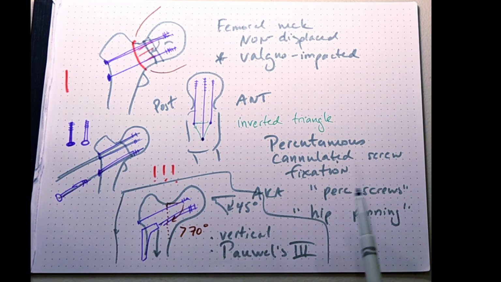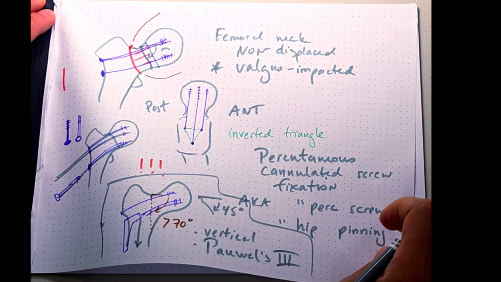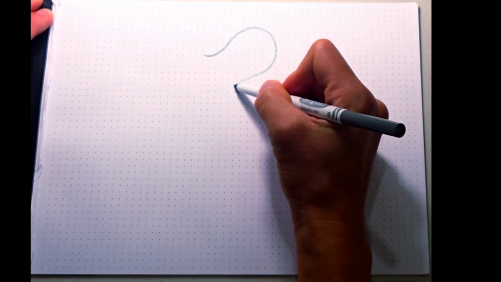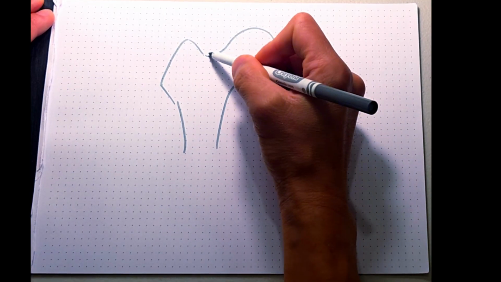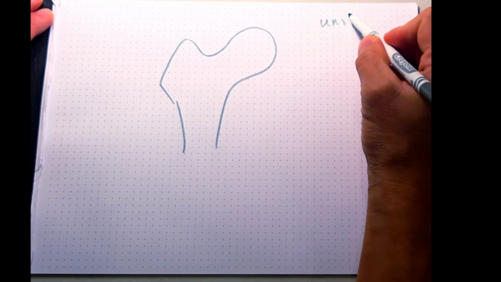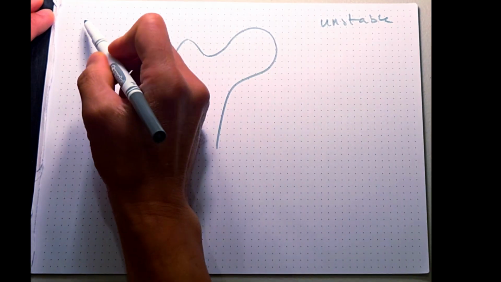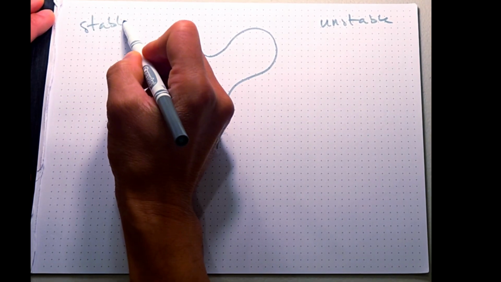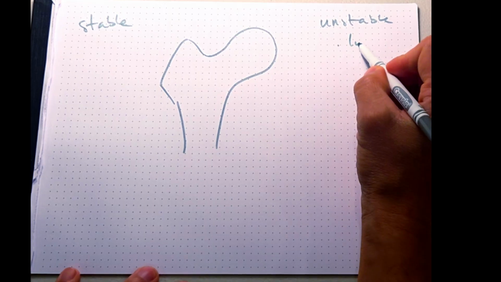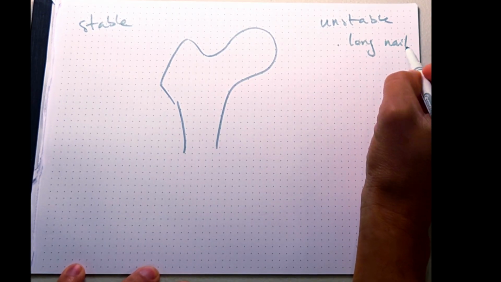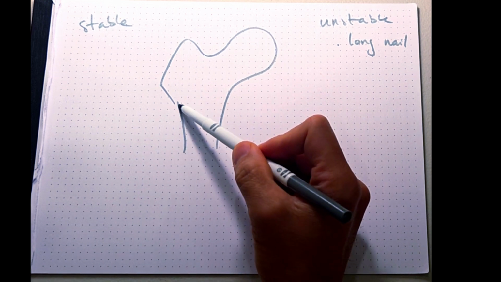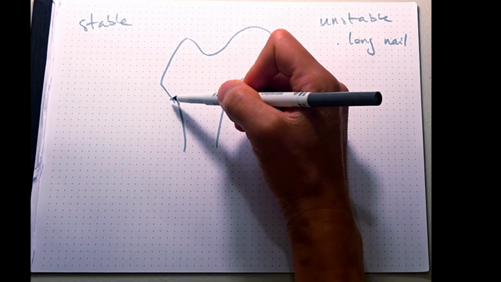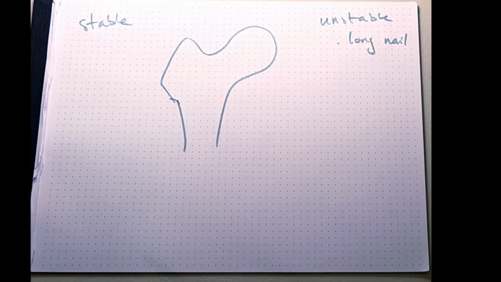We're going to talk about stable and unstable intertroch fractures. The reason this is relevant in the post-sliding hip screw era of hip fractures is that for unstable fractures, a lot of surgeons are more likely to use a long nail. So we know for these extracapsular or peritrochanteric fractures, we're going to use cephalomedullary nails.